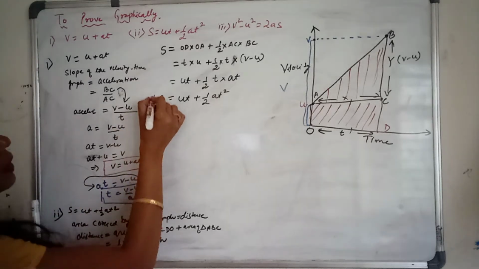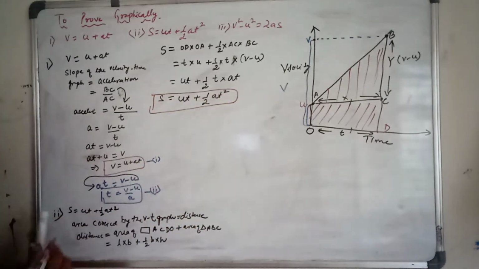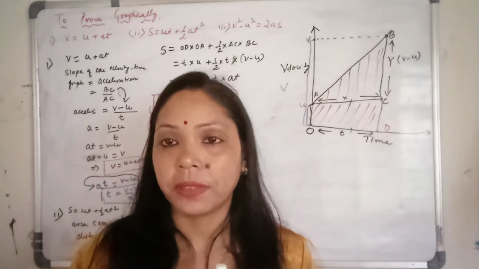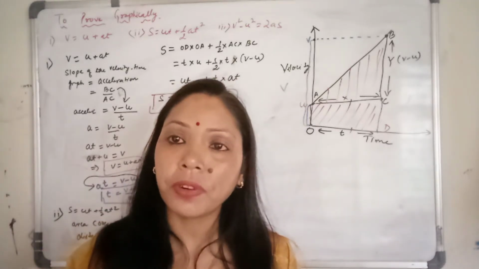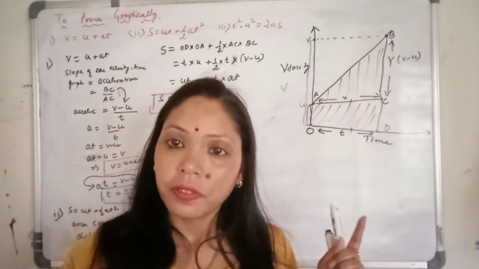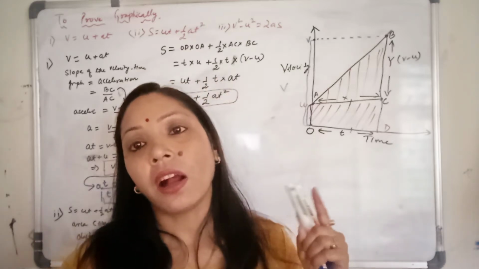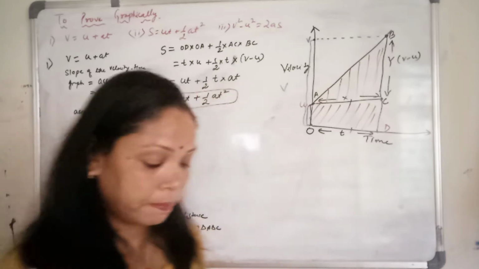So, this is the proof of the second equation of motion. To prove the second equation of motion, what you have to find? Area of rectangle plus area of triangle.